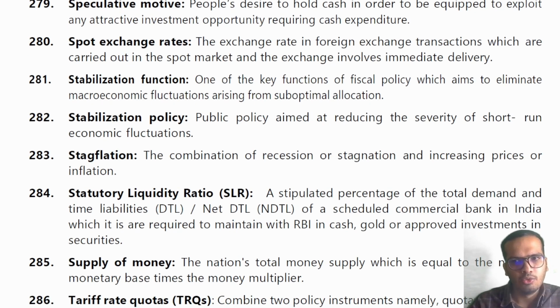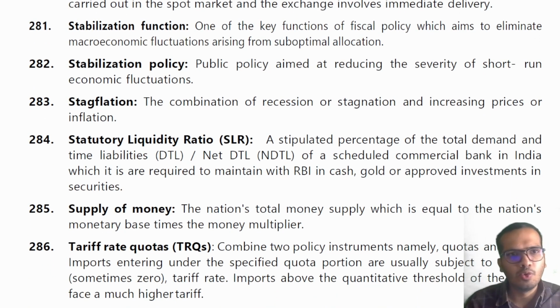Then we are almost at the end of this video. We have only a few more left. Then comes 281, stabilization function. It's one of the key functions of fiscal policy, which aims to eliminate macroeconomic fluctuations arising from suboptimal allocation.